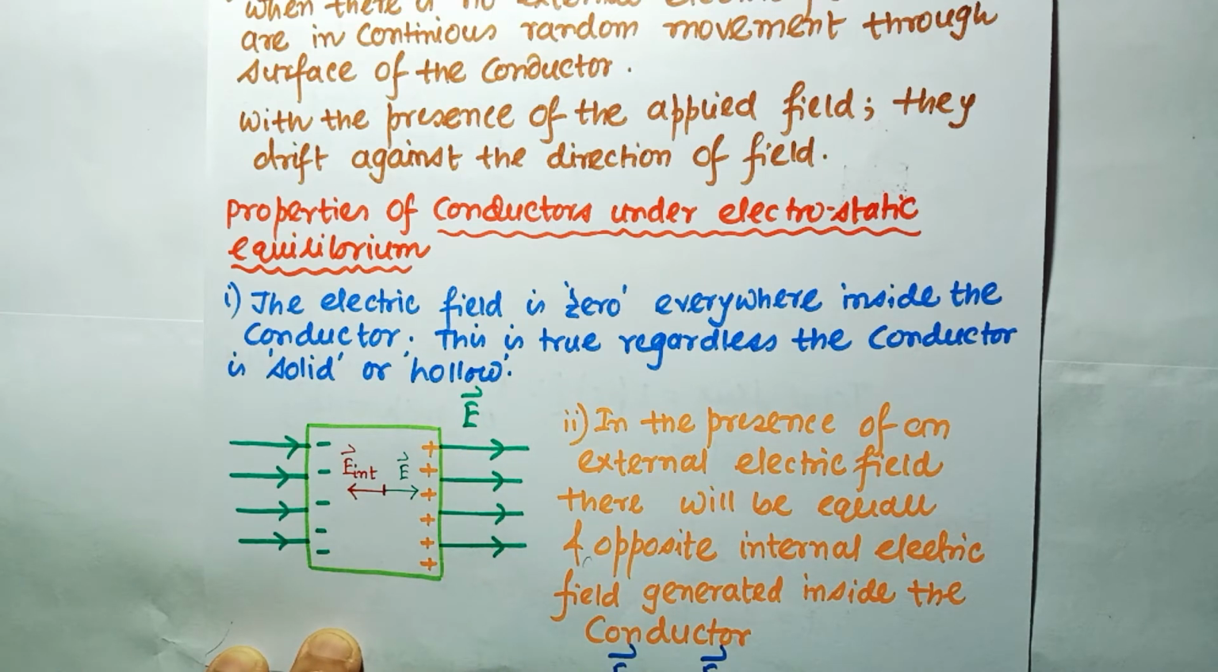As the electrons get stored in one place, there will be a realignment of the free electrons, and there will be generation of an internal electric field.